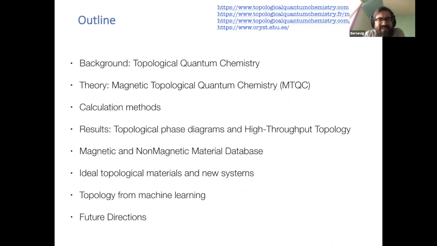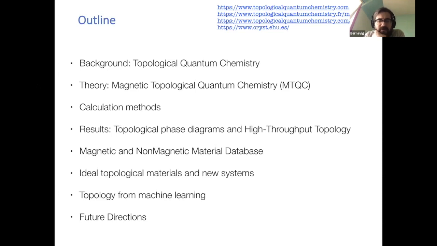So here's a list of the things that I want to go through. I'm not sure I'll be able to go through all of them, but basically I wanted to give you a hint of the theory behind what we're trying to do, and how this theory needs to get adapted for obtaining magnetic topology. Then I want to show you several calculational methods and several programs that we developed in order to implement this purely analytical theory to materials.